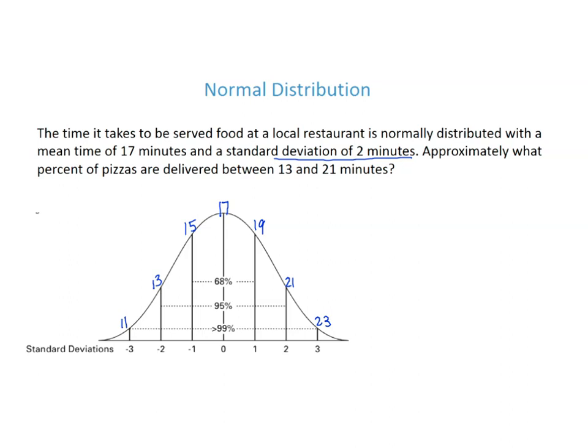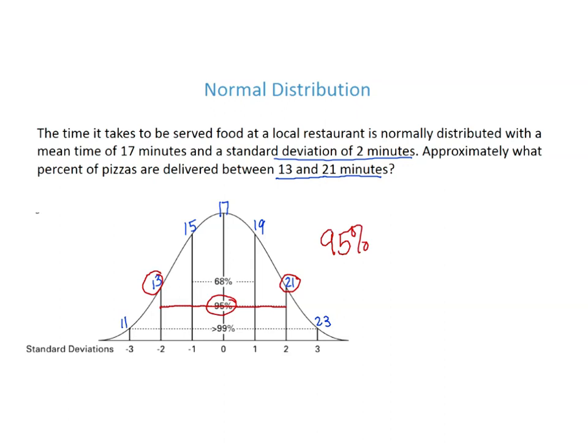So it says approximately what percent of pizzas are delivered between 13 and 21 minutes? So I have to look for those times on my graph. Here's 13, here's 21, and that is within 2 standard deviations. So my answer would be 95%.